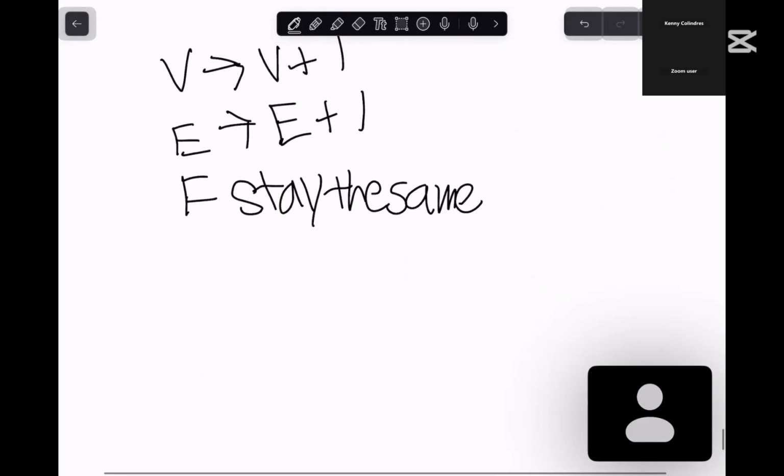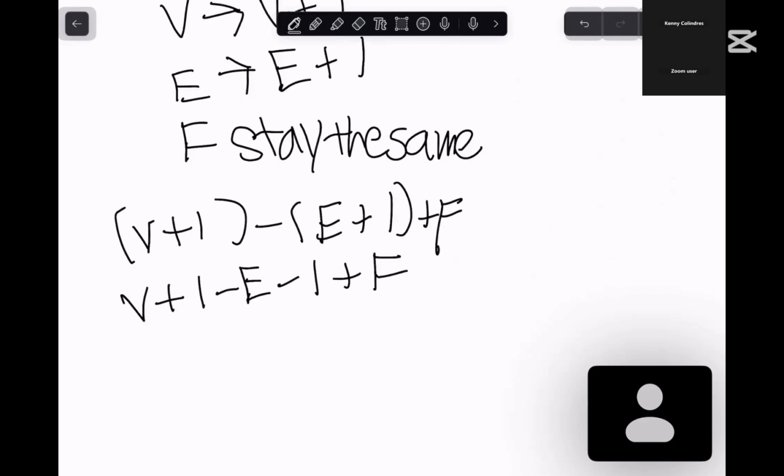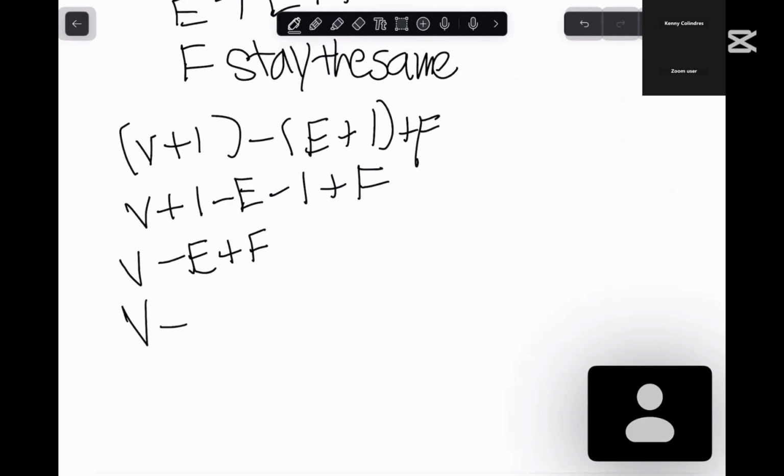If you substitute V plus 1 for V and E plus 1 for E, you'll be left with the equation (V plus 1) minus (E plus 1) plus F. If you distribute the negative, you'll be left with V plus 1 minus E minus 1 plus F. Simplify that, and you're left with V minus E plus F. And again, by our inductive hypothesis, we know that V minus E plus F is equal to 2. Thus, Euler's formula still holds in this case too.